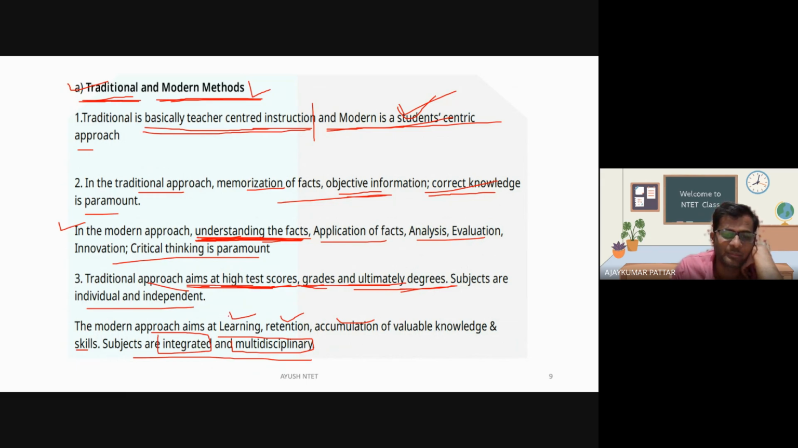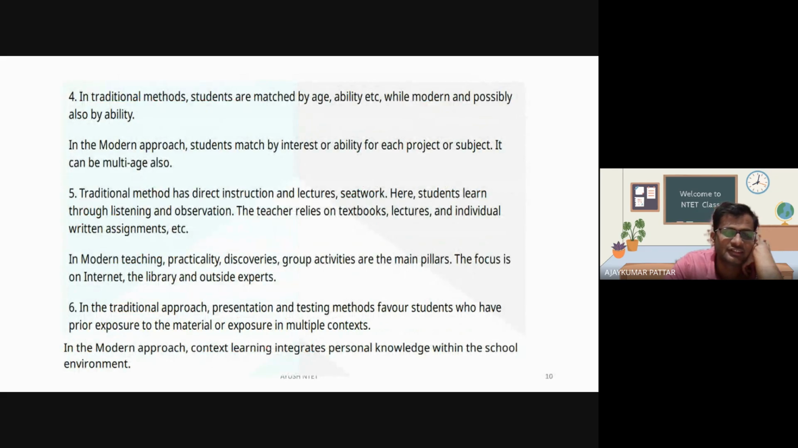But now the modern method or approach aims at learning, retention, accumulation of valuable knowledge, and integrating things and doing multidisciplinary studies. That is the concept of the modern method. In the traditional method, students are matched by age and ability.